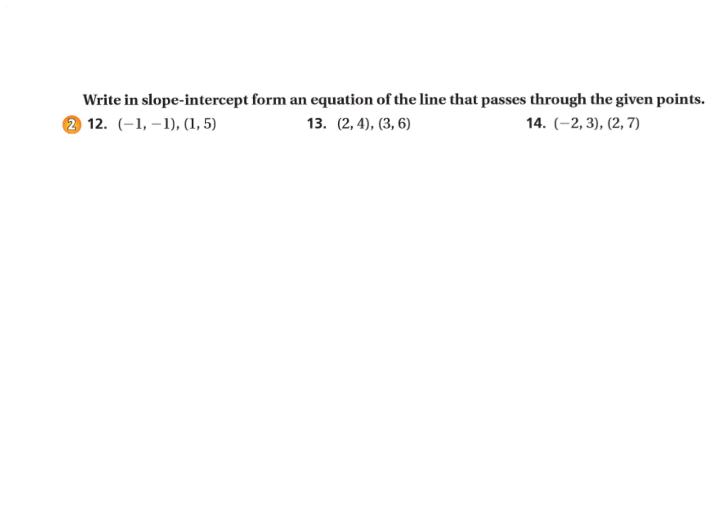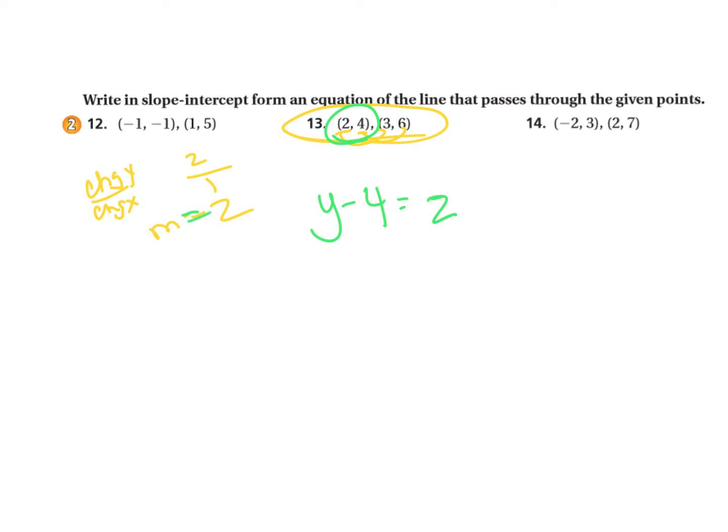Go ahead and do one of these. Let's do number 13. I'm going to do change in y over change in x. So 4 to 6 gives me 2. 2 to 3 gives me 1, so my slope is 2. So y minus, I'm going to use 2 and 4. Y minus 4 equals 2. Sorry, I almost wrote negative 2. My handwriting needs to be better. 2 times x minus 2.